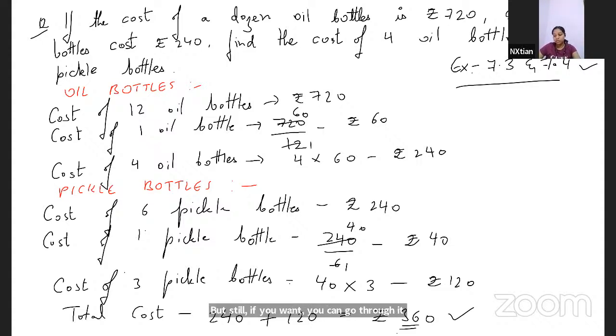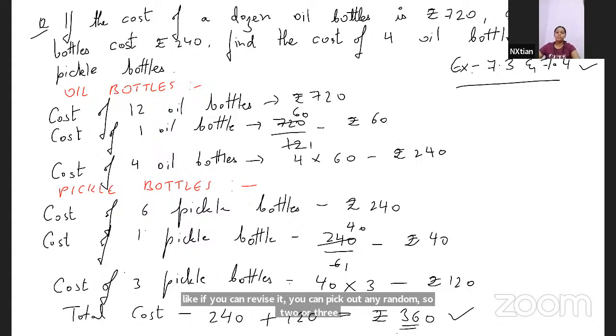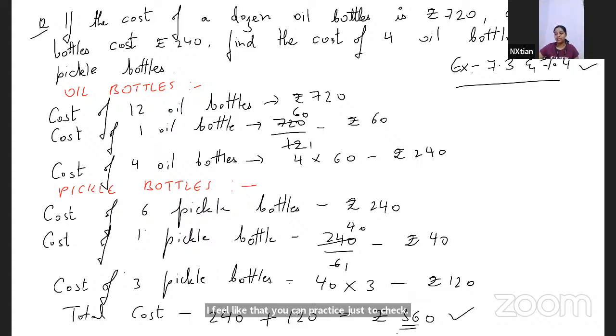Okay. Yeah, I'll go through it, but like proper solving. You don't have to solve each and every one of it again, but you can revise it. You can pick out any random, solve 2 or 3, like that you can practice just to check. So 7.4 is again the unitary method. You all can try that out too.